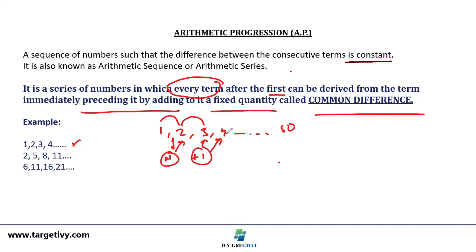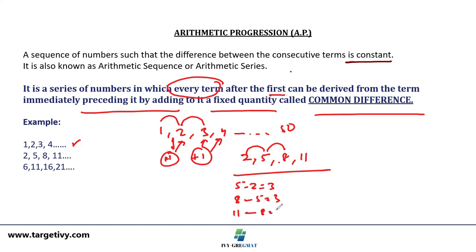Or I put it the other way around. Let's take this second series. 2, 5, 8, 11. This is an AP. Why? If I subtract 5 minus 2, it is 3. If I subtract 8 minus 5, it is again 3. If I subtract 11 minus 8, it is 3. So the difference is 3. That's common, and that's called the common difference. So AP is a series of numbers where, when I add one constant term, the series is formed.